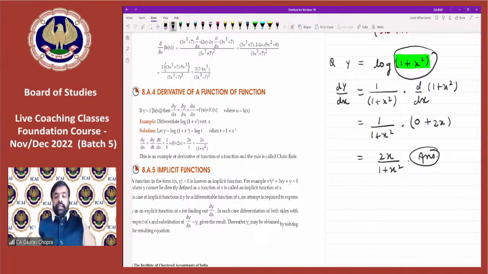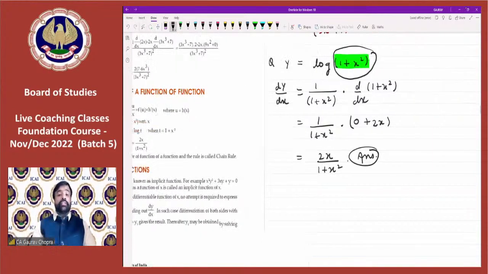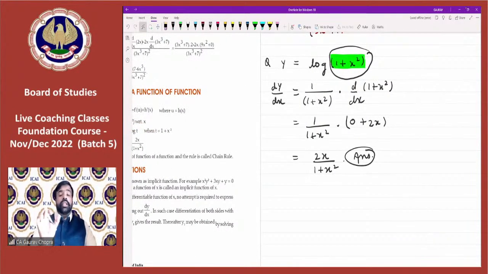So this is simply a function of a function. What is the first function? The first function is log of x, meaning log of something. And after that, the bracket also includes another function, that is 1 plus x square. So whenever there are two functions, first of all we have to solve the outer function and then the inside function. Okay.